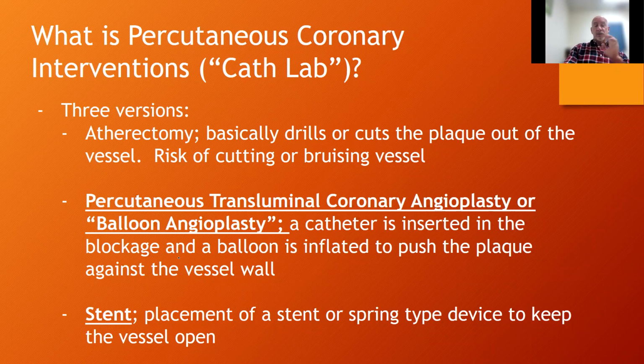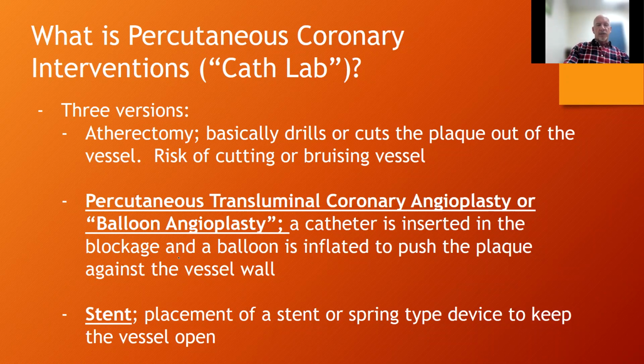The second one, which is far more common, is percutaneous transluminal coronary angioplasty. That's a mouthful. Say that fast three times while eating crackers. Balloon angio is what we call it. It's a balloon angioplasty. Basically, what we do is put a catheter into the vessel that's plugged. We inflate the balloon, and it pushes all the plaque up against the wall, and it opens the vessel back up again so that your heart can breathe.